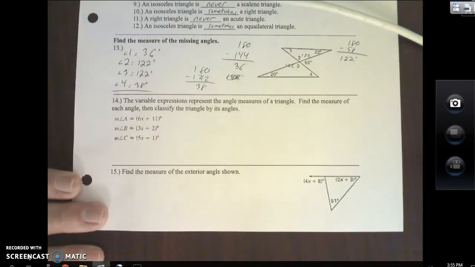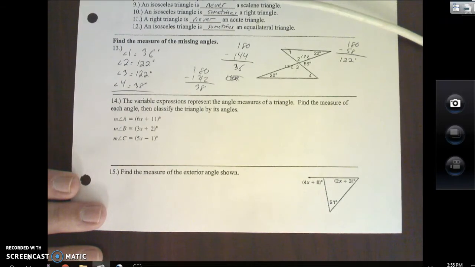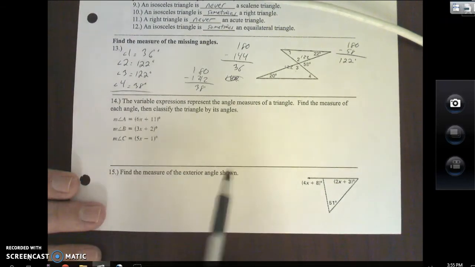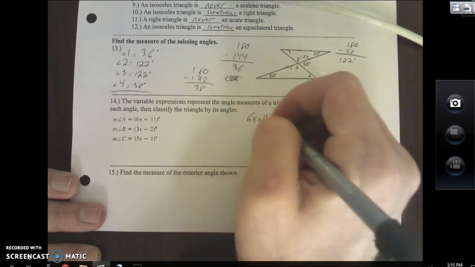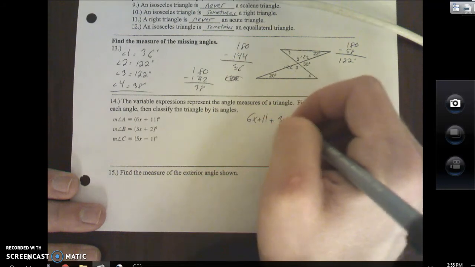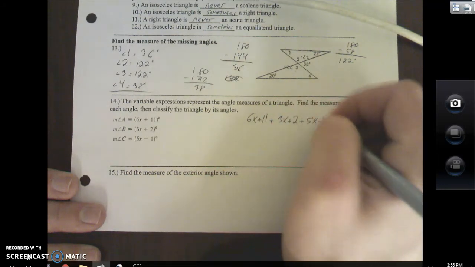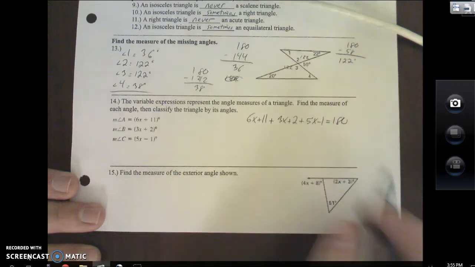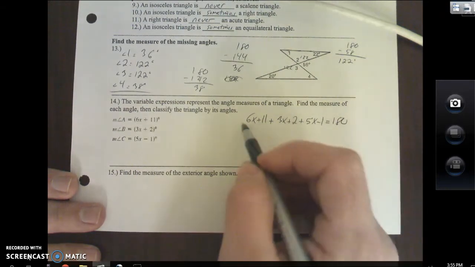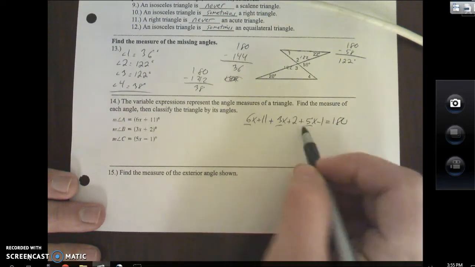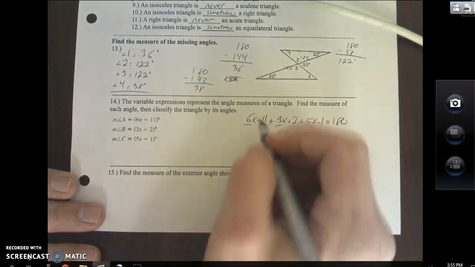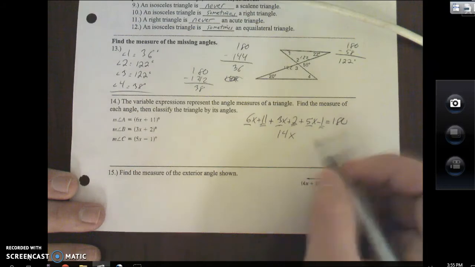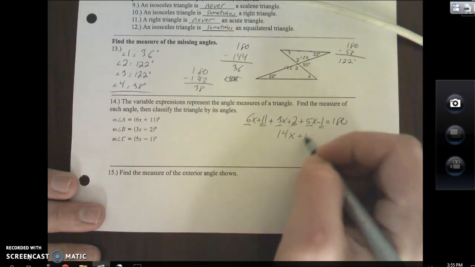Number 14, the variable expressions represent the angle measures of a triangle. Find the measure of each angle, then classify the triangle by its angles. So I've got three angles of a triangle, which all add up to 180. So 6x plus 11 plus 3x plus 2 plus 5x minus 1 equals 180. I'm combining like terms on the left-hand side. 6x, 3x, and 5x is 14x. 11 plus 2 minus 1, 13 minus 1 is 12.